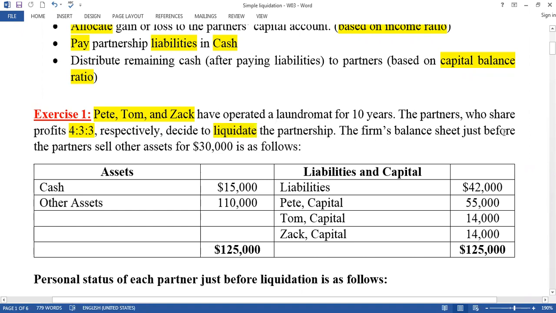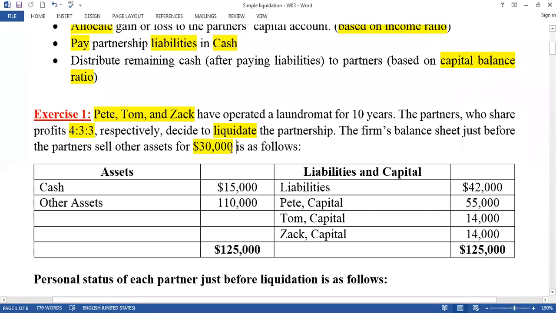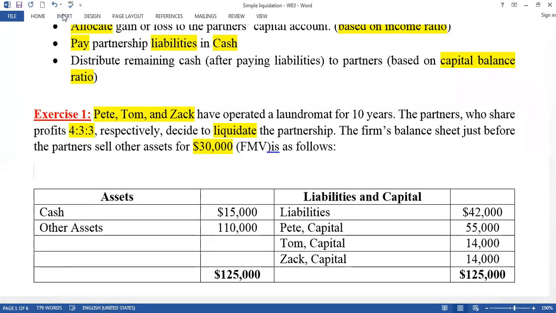Now the firm's balance sheet just before the partners sell other assets for $30,000 is as follows. Now you have to remember that this is the market price. That means this amount is called fair market value. This is the fair market value. That means the company sells assets and receives cash. So if this is the case, you have to know this formula.